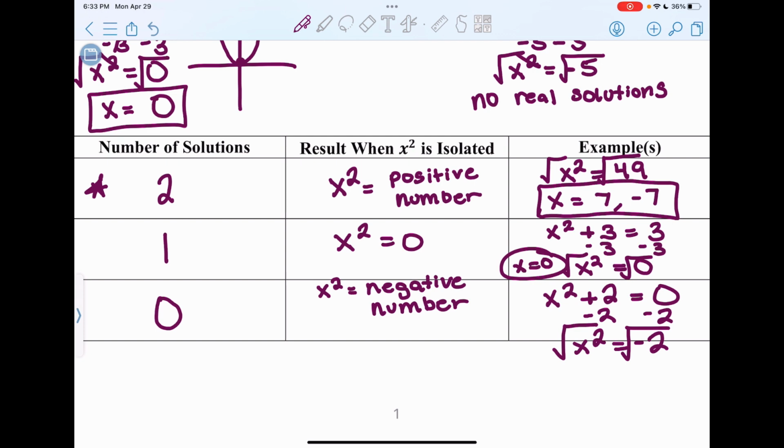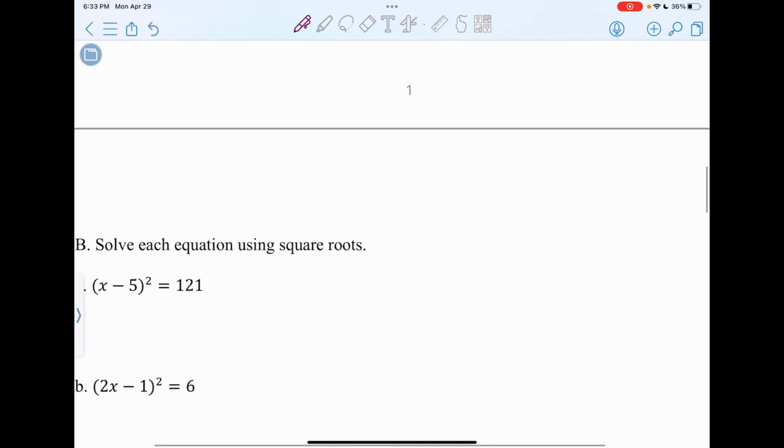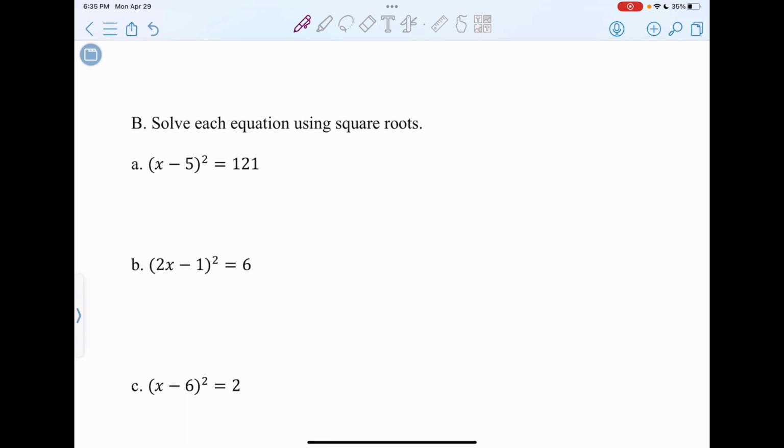Let's try this a couple more times. Solve each equation using square roots. If you notice, I have x minus 5 in parentheses to the second power. So I cannot move the x or the 5 without first dealing with that square. So I'm actually going to take the square root first to get rid of that square, which will leave me with just x minus 5.